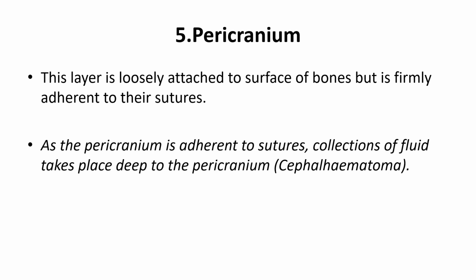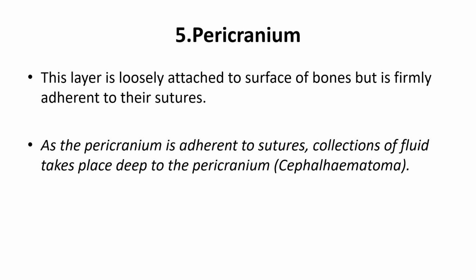Next layer is the pericranium. Now pericranium is the periosteum of the skull bones. So this layer is loosely attached to the surface of bones but is firmly adherent to the sutures, that is the junction between the bones. As the pericranium is adherent to sutures, collections of fluid taking place deep to the pericranium are referred to as Cephalhaematoma. So one should know this layer to explain the anatomical basis of Cephalhaematoma.